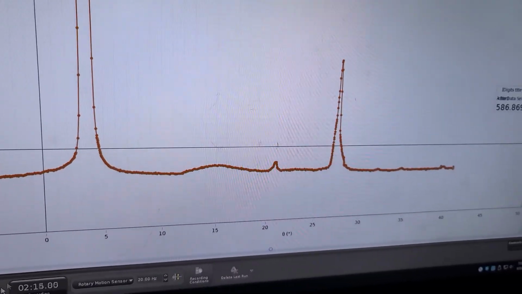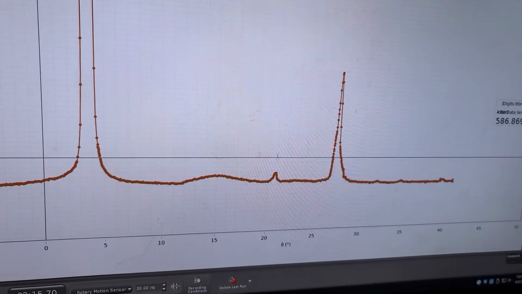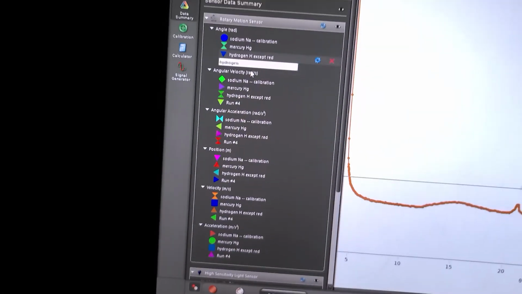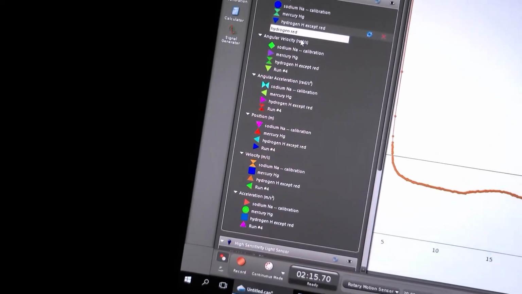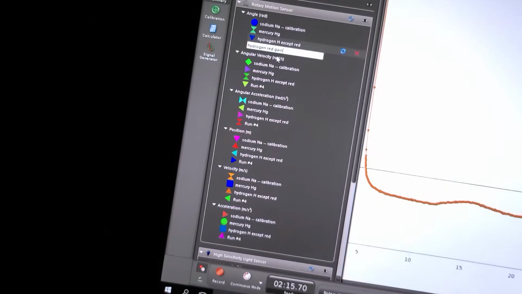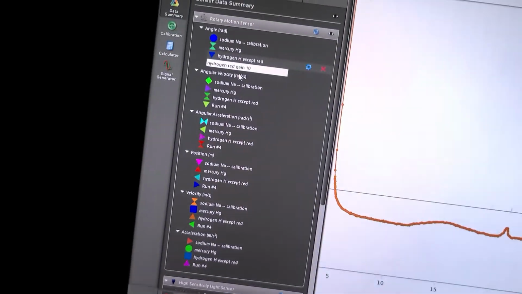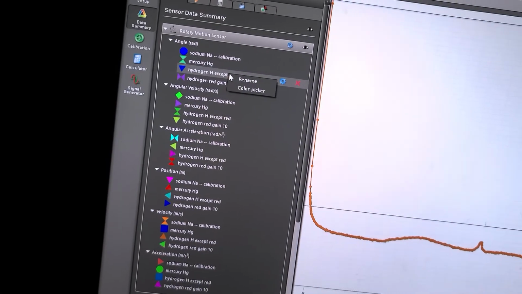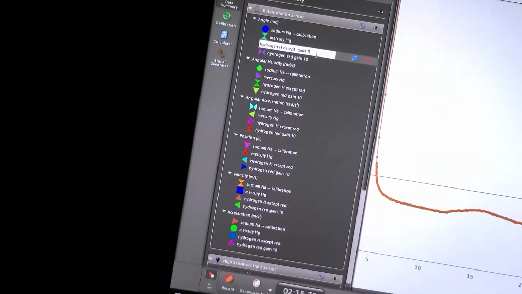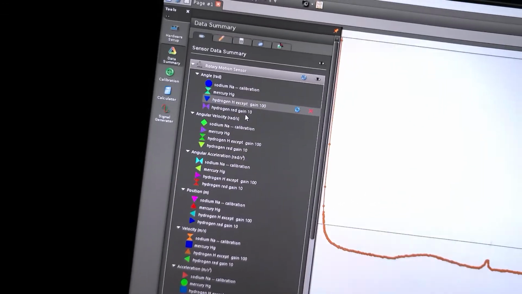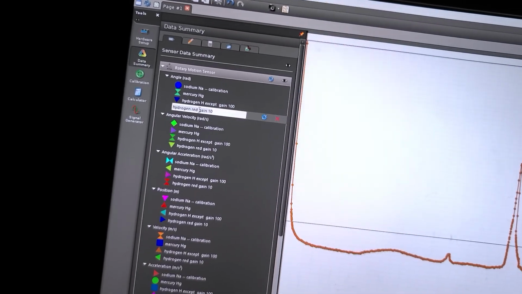Red line. And I'm gonna stop the data and then rename this data set hydrogen. Gain 10? Yeah, that's a good idea too. Or red and blue-green only. Red, gain 10. The electronic gain is 10 right now. And we could put an H here too.